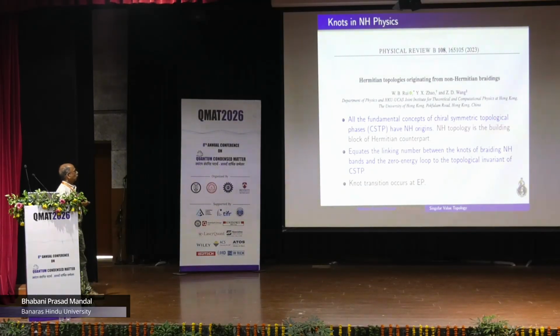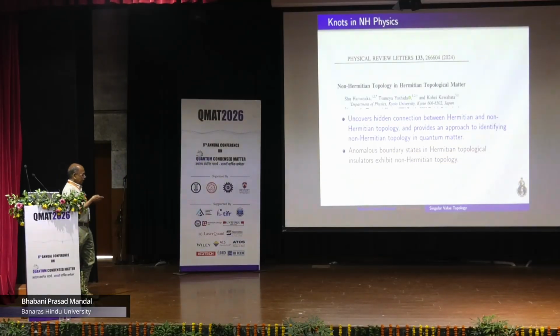In this work, all the fundamental concepts of chiral symmetric topological phases have a non-Hermitian origin. Basically, they said the non-Hermitian topology is the building block for Hermitian topology. And they find some identity equating the linking number between knots and the non-Hermitian bands. Again, the knot transition occurs through the exceptional point.